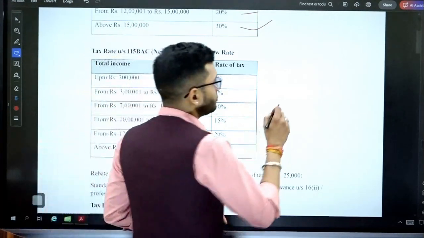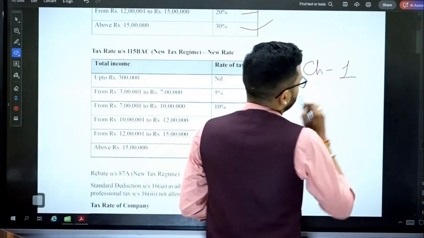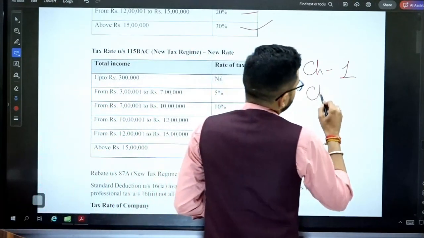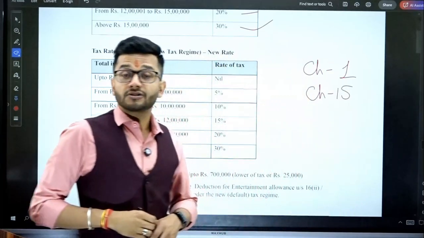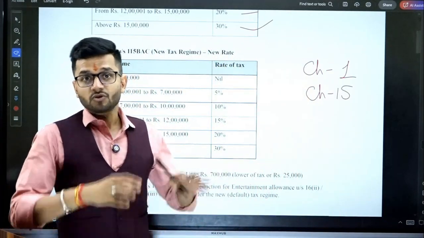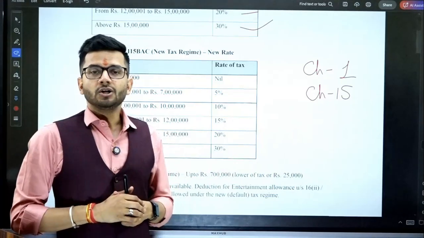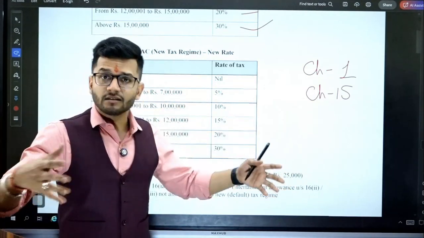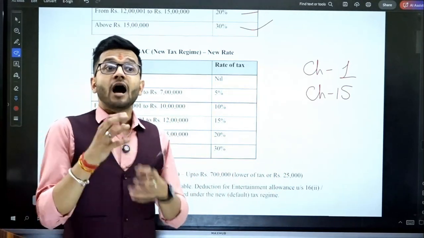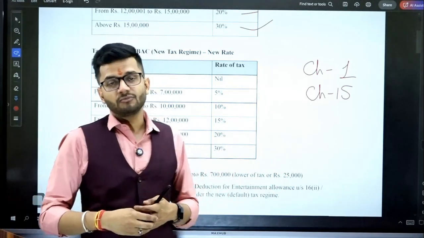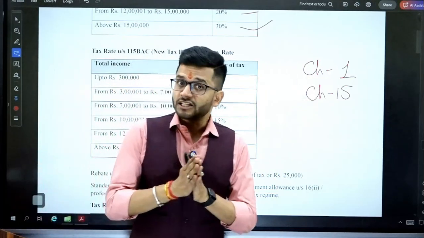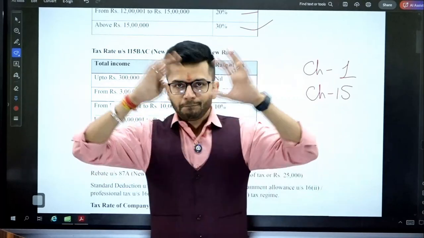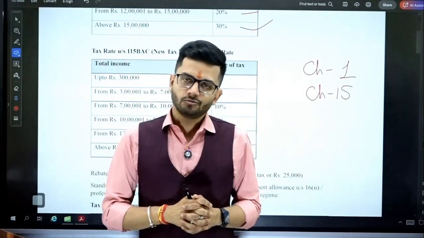And for all the students who have taken coaching from me, guys, chapter number 1 of your direct taxation syllabus covers the old tax regime, and chapter number 15, which is assessment of various persons, covers the new tax regime. So both these tax regimes have been given in two different chapters. Yes, in chapter number 15, I've done a detailed comparison of the old tax regime and new tax regime, and how you can choose the beneficial tax regime. That discussion is also done in chapter number 15. So all the students are advised to study both these chapters to gain a complete understanding of the old tax regime as well as the new tax regime.